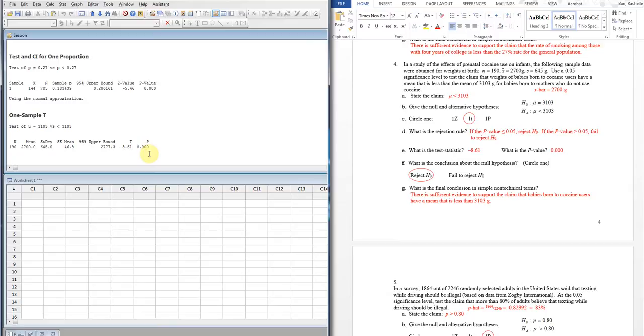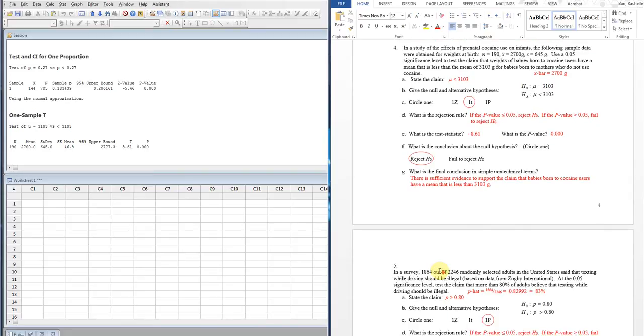So we would reject the notion that the babies that had prenatal cocaine use actually had the same mean weight as the general ones who don't use cocaine. So there is sufficient evidence to support the claim that babies born to cocaine users have a mean, I should say mean weight here. I should have mentioned the weight because that's what we're actually testing this on. That is less than 3,103 grams. Sorry, that's a mistake on my part. That should have the word weight in there. All right. Bye, sad babies.